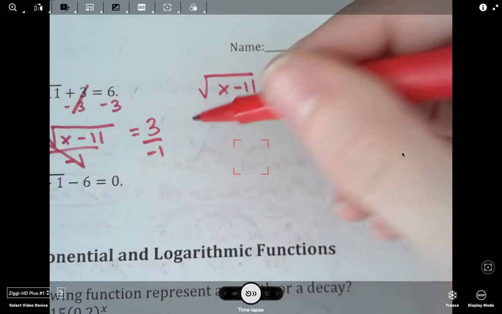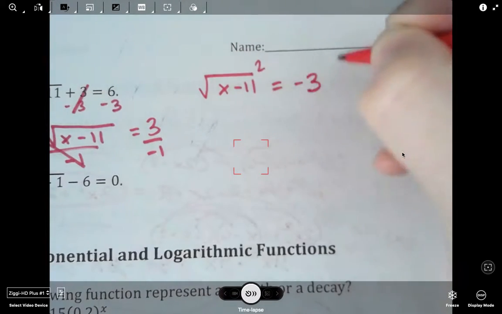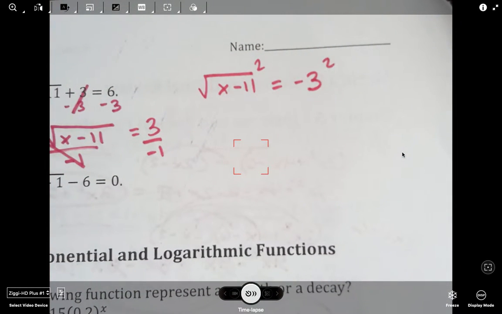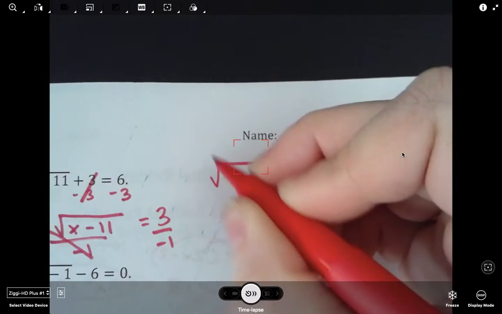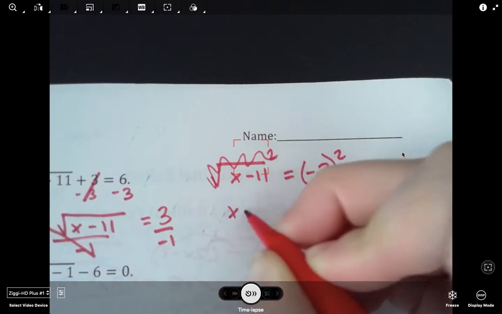Now to get rid of a square root, you square both sides. Now can you square a negative? You can't take the square root of a negative, but you can square a negative. So think of this as being in parentheses. If I square that square root, it just goes away and it's just X minus 11.